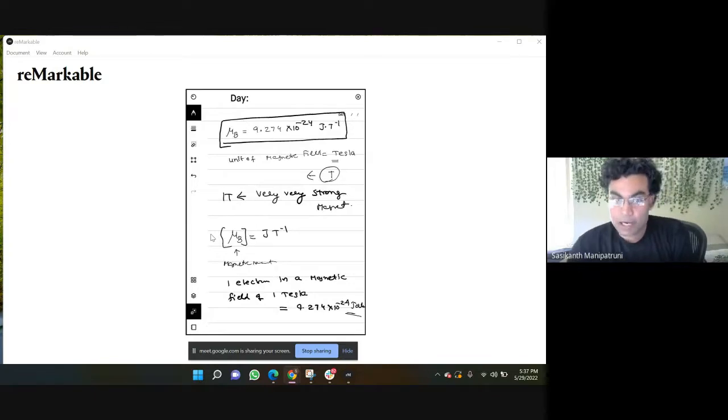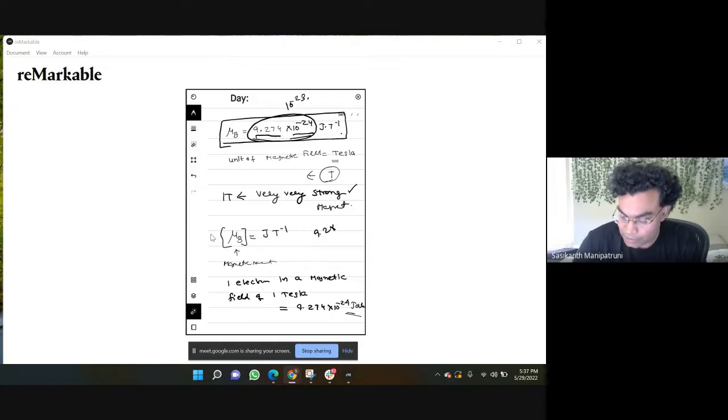Okay, how much is a magnetic moment? It's 9 times 10 to the power minus 24, so we can practically call it 10 to the power minus 23 joules per Tesla. That means that a Tesla of a magnetic field produces an amount of energy which is 9.2 times 10 to the minus 24 joules in a single electron. So that's a very tiny amount of energy, right?